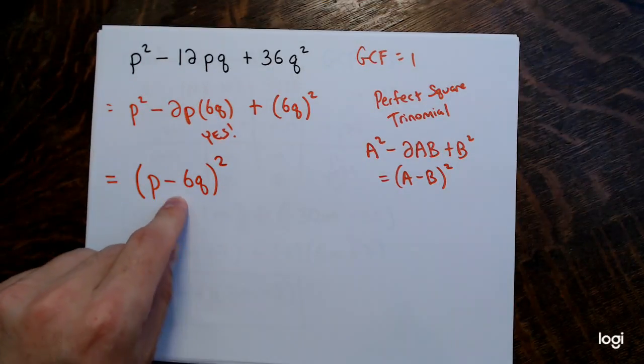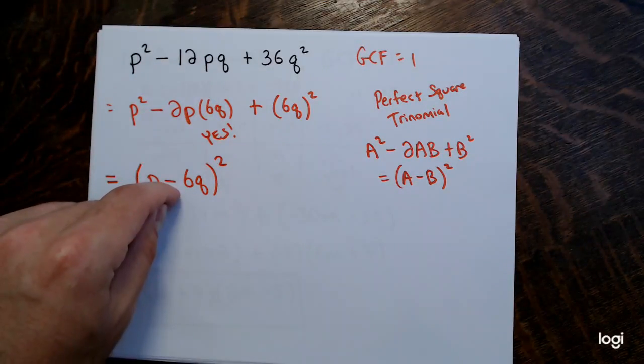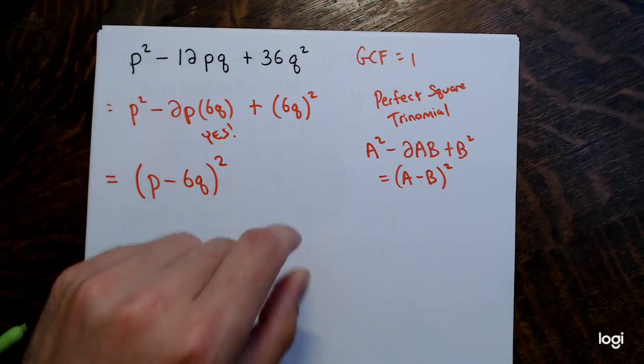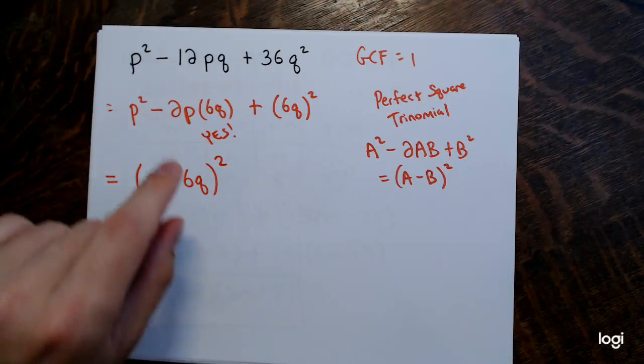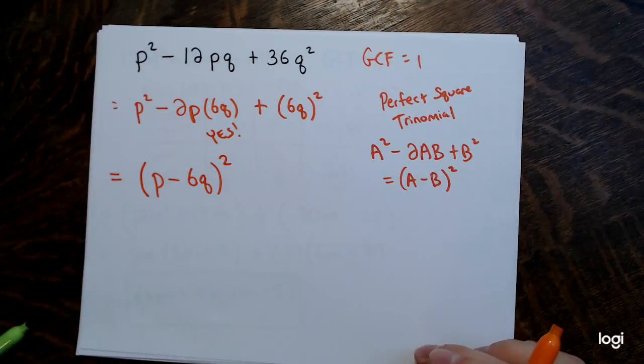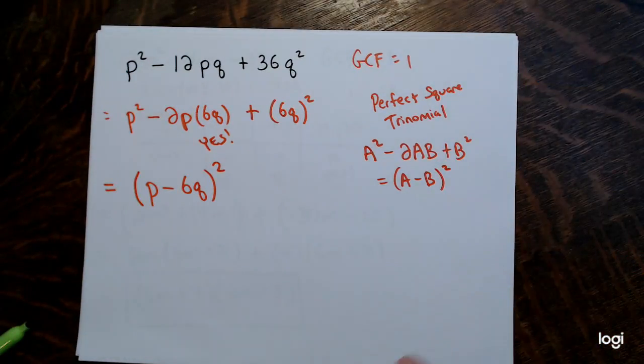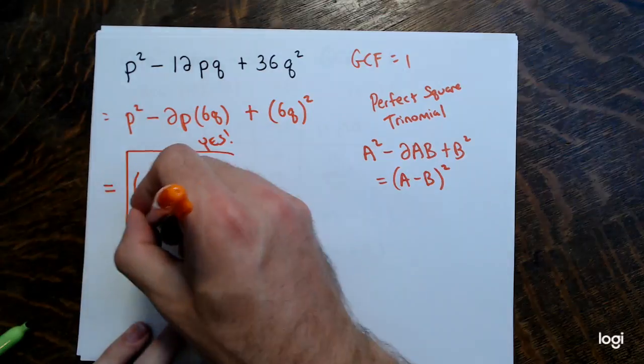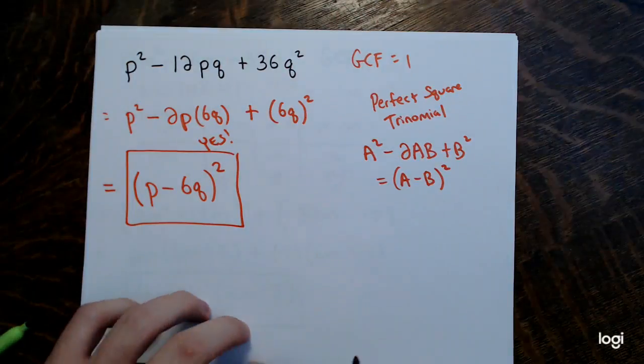So it's p, and check that out. Take p minus 6q times p minus 6q, FOIL and combine like terms, you'll get p squared minus 12pq plus 36q squared back. So I'm done. That polynomial is factored completely.